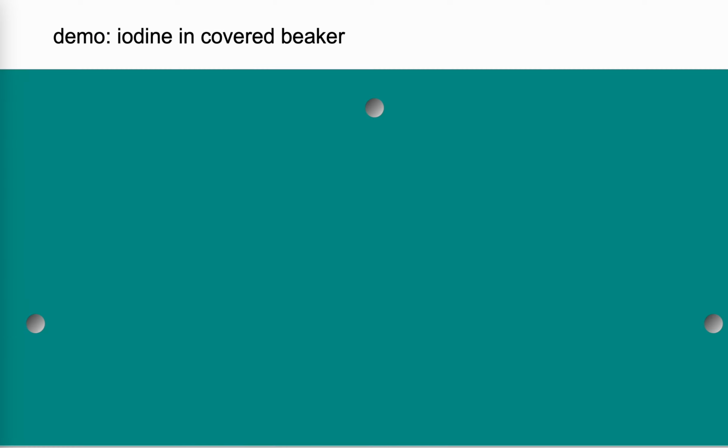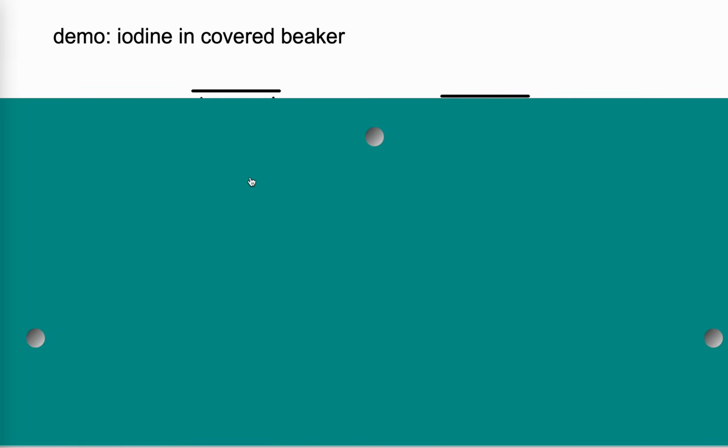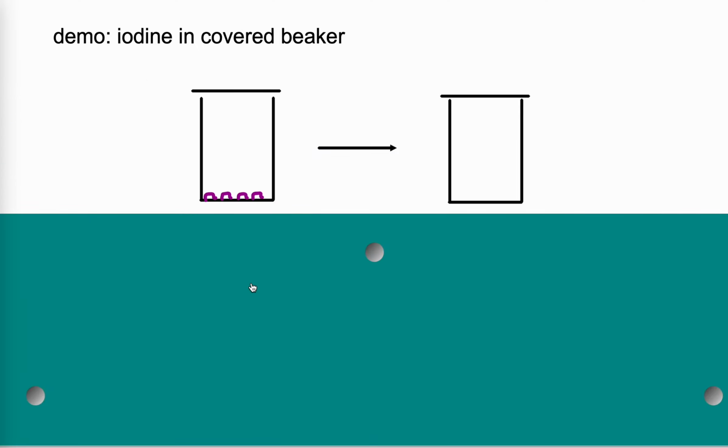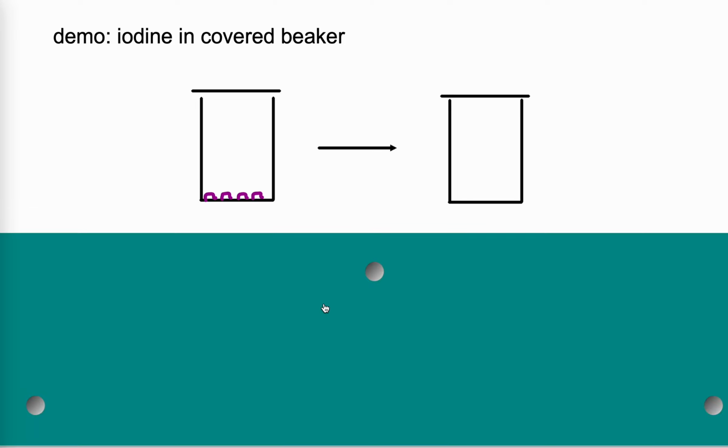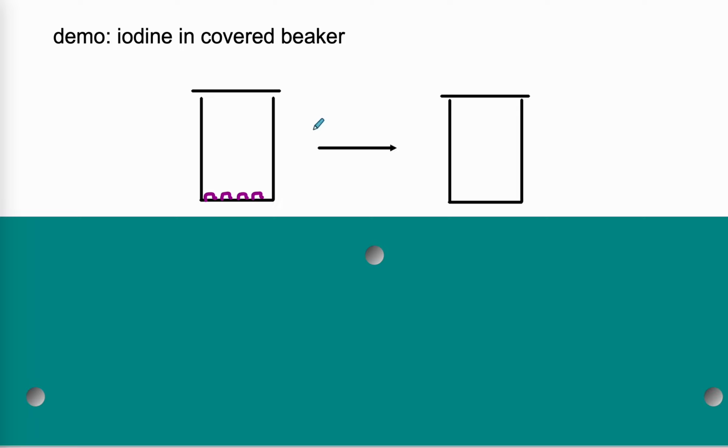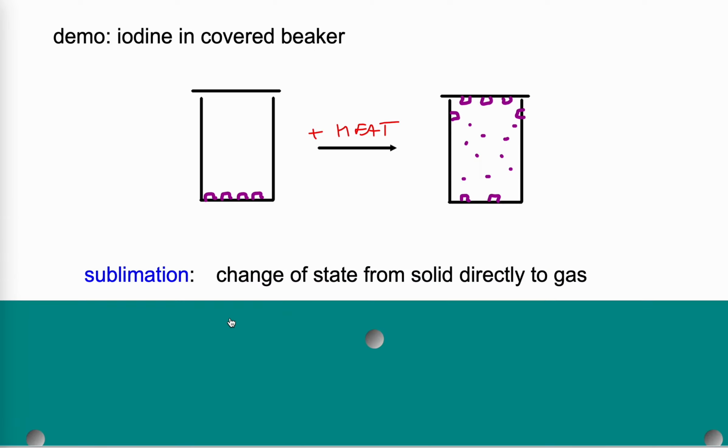Now, in class, I'm going to do a fairly cool demonstration in which I take a sample of iodine, which is a dark black-purple crystalline material. I'm going to place it in the bottom of a beaker, cover it with a watch glass, and add heat energy. And what you will see is something fairly cool. The solid iodine will disappear. You will see iodine vapor in the gas phase. And eventually, you will begin to see iodine crystals begin to form on the watch glass in the top of the beaker. What we observe is a process called sublimation.